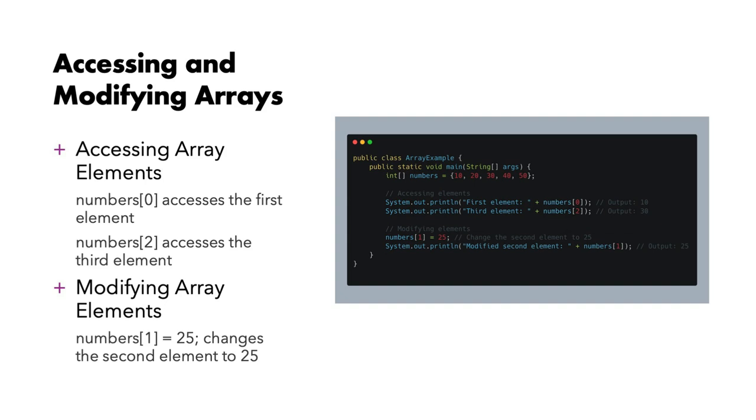You can access array elements using their index, like numbers[0] for the first element. To modify, use the index, such as numbers[1] = 25 to change the second element. Remember, arrays in Java are 0-based, so index 0 is the first element.